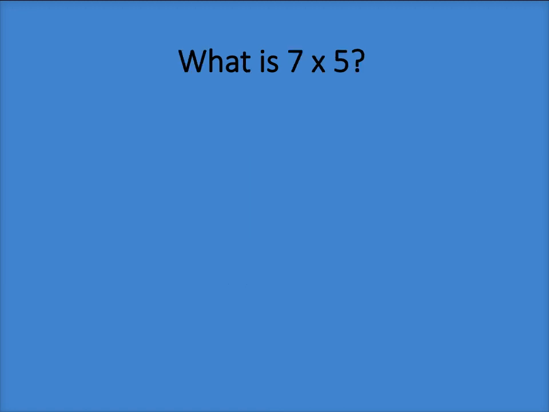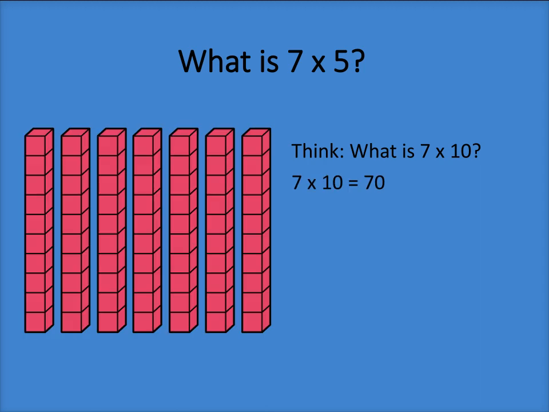So let's look at how we can use this halving strategy to solve a question from our 5 times tables. The question is, what is 7 times 5? To help us solve this, we could think, well, what is 7 times 10? If we counted up by tens, we would know that 7 times 10 equals 70, and you can use that picture of the rows of 10 there to make sure.